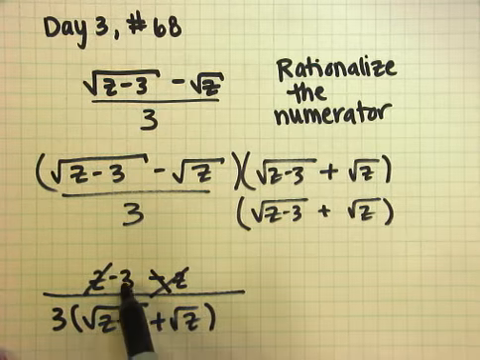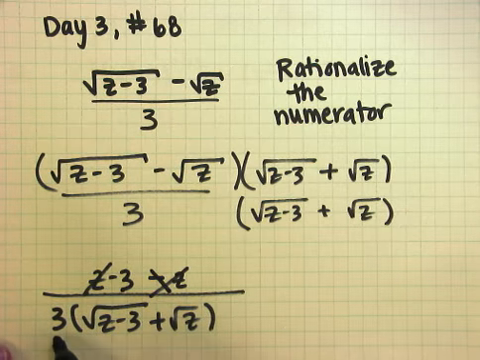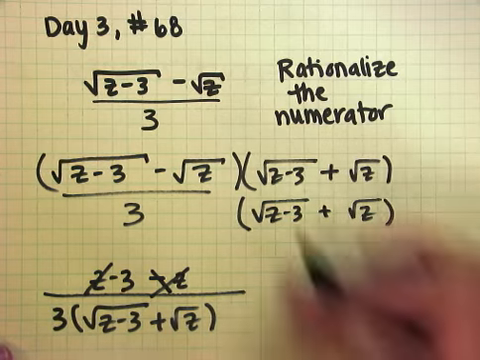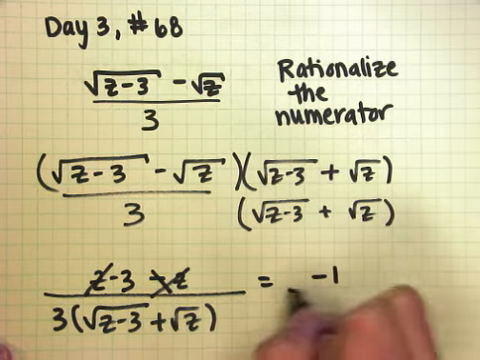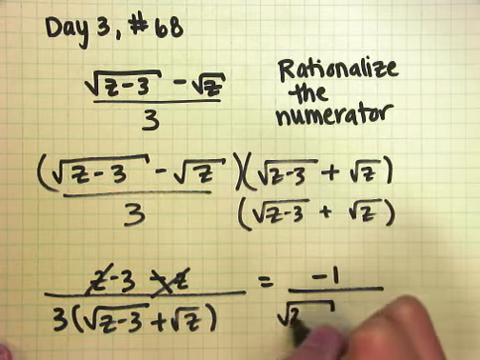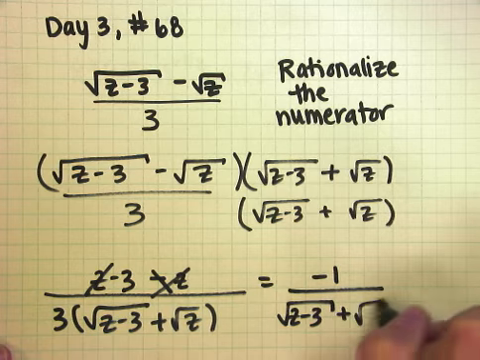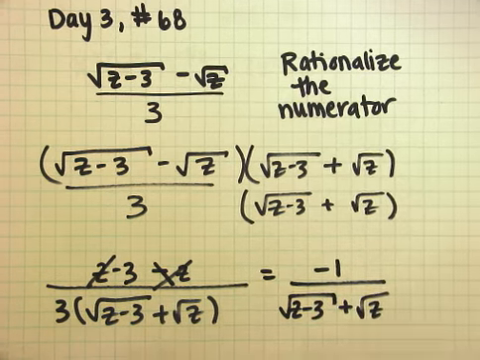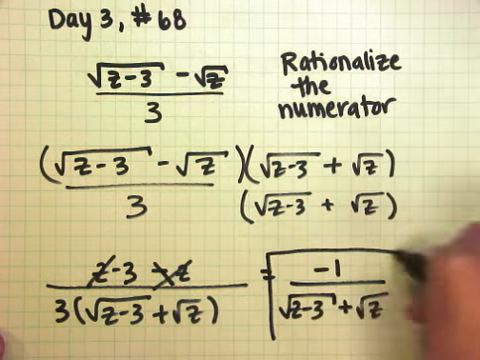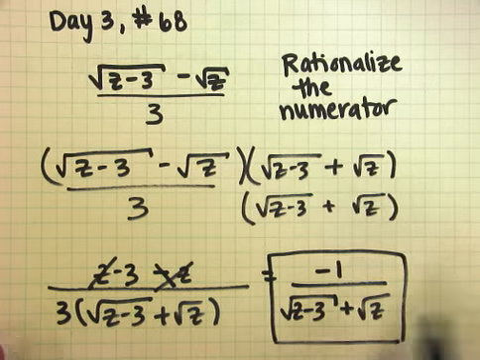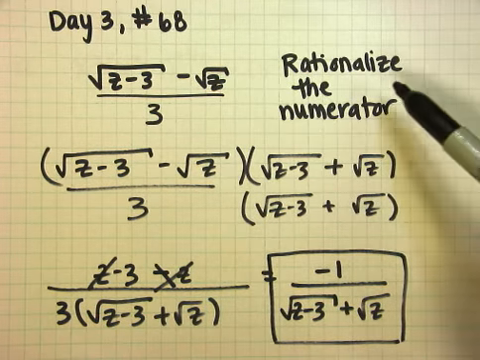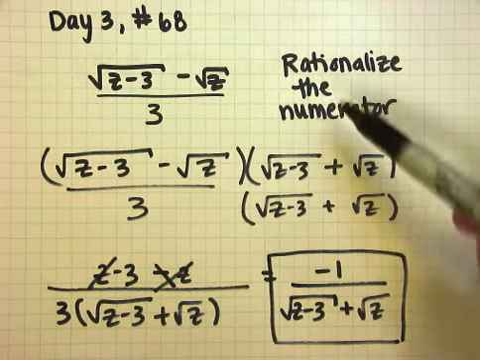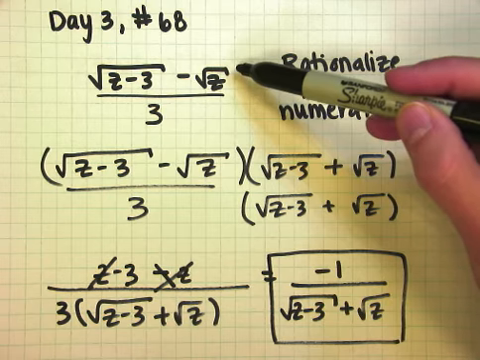And then the negative 3 is going to reduce with the 3 because 3 goes into 3 one time. So I'm going to be left with negative 1 on top and the square root of z minus 3 plus the square root of z on the bottom. Now, I'm sure that a lot of you are saying, hey, wait a minute, we can't have square roots on the bottom. And that's true, but this direction said to rationalize the numerator, which told us to get the square roots out of the numerator, and that's what we did.